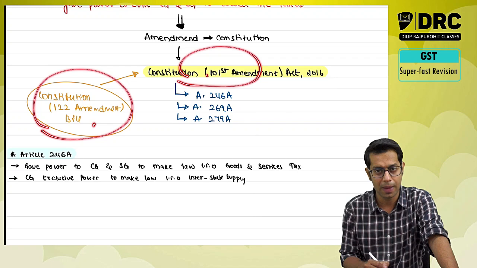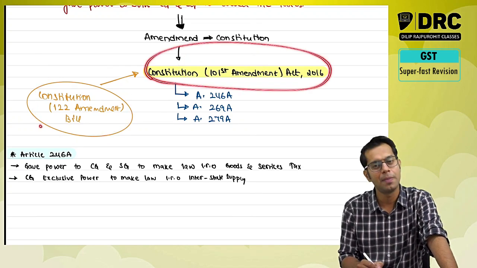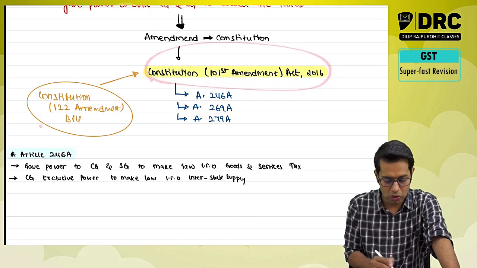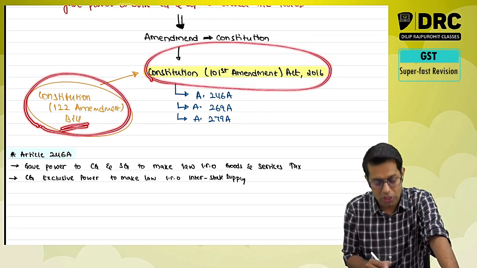introduced in the Parliament, in Lok Sabha and Rajya Sabha. So this Constitution's 101st Amendment Act 2016 came into existence because of the Constitution's 122nd Amendment Bill.